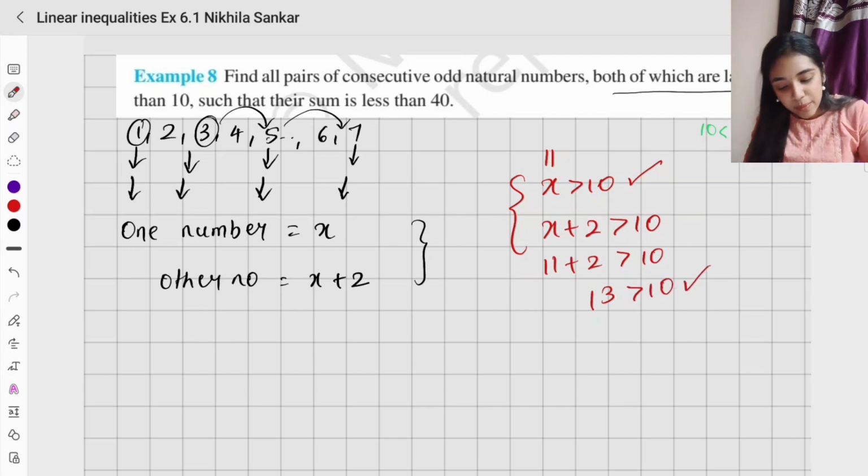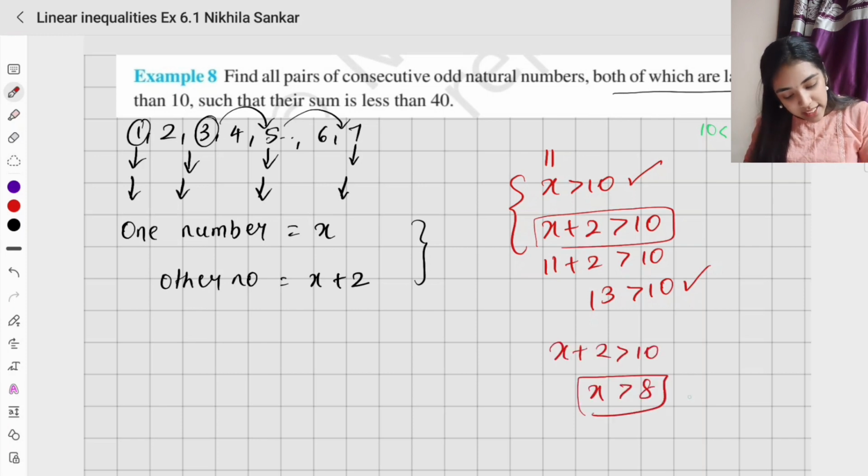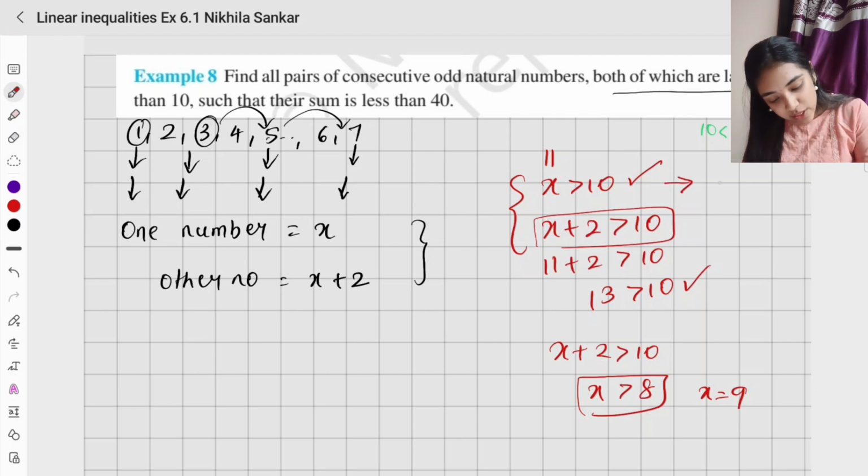So both equations are happy. Now suppose we forget the first equation and take only the second equation. What happens if we solve this? I'll have x plus 2 greater than 10, x is greater than 8. So when x is greater than 8, I can pick the number 9. Correct, this satisfies the equation. But x equal to 9, if I substitute in this equation, what will I have? 9 is greater than 10, which is not true.